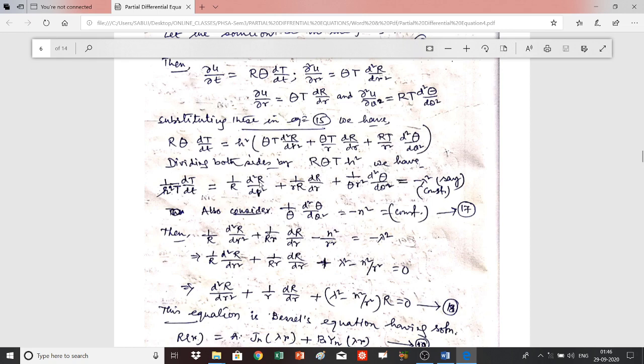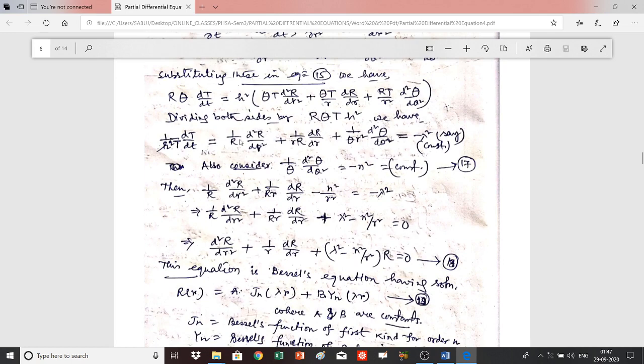So this should be a constant, that is equal to minus lambda square, say, and it is called the separation constant. Also consider these two terms on the right hand side. The first term is dependent on theta, and this term is dependent on both theta and r. Now if you consider this term without the r square, that means (1/Θ) d²Θ/dθ², you say this is equal to minus n square, another constant.